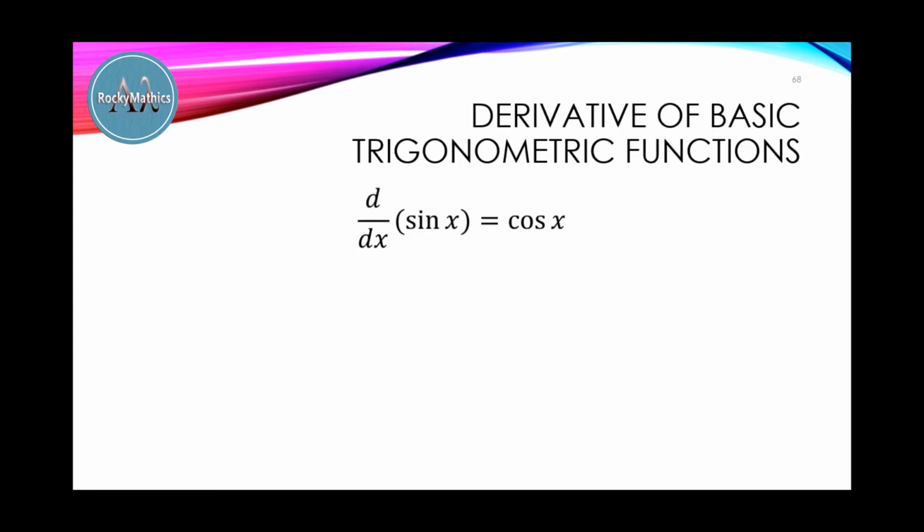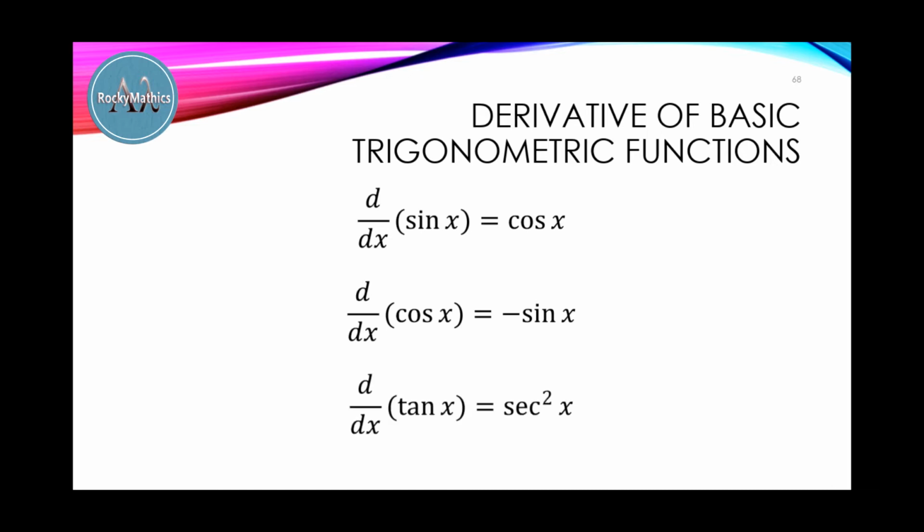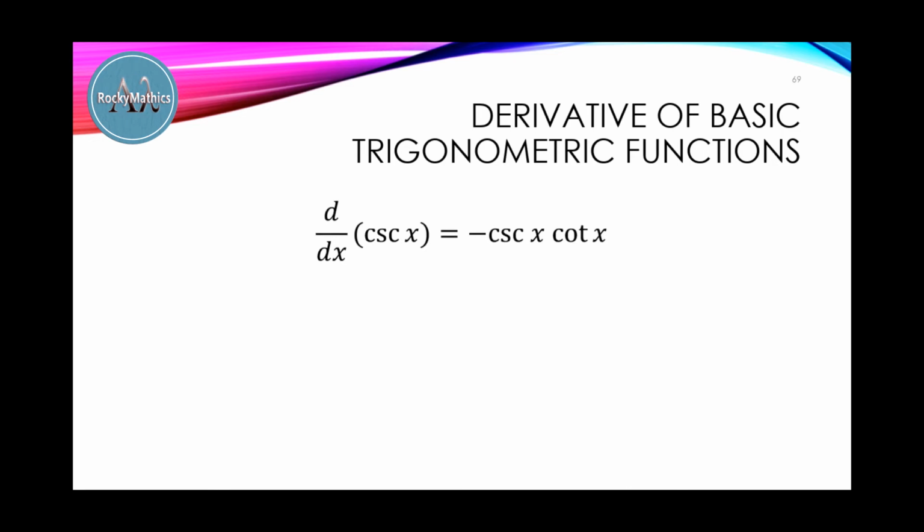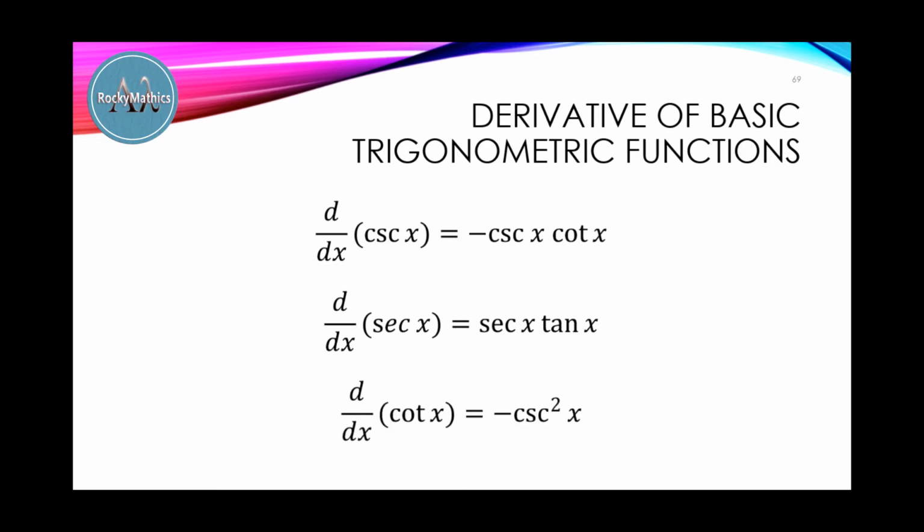We have the derivative of sine x is equal to cosine x. The second one is the derivative of cosine x, which is equal to the negative of sine x. Then the derivative of tangent x is equal to secant squared x. And the fourth one, we have the derivative of cosecant x is equal to the negative of cosecant x times cotangent x. Then the derivative of secant x is equal to secant x times tangent x. Then the derivative of cotangent x is equal to the negative of cosecant squared x.